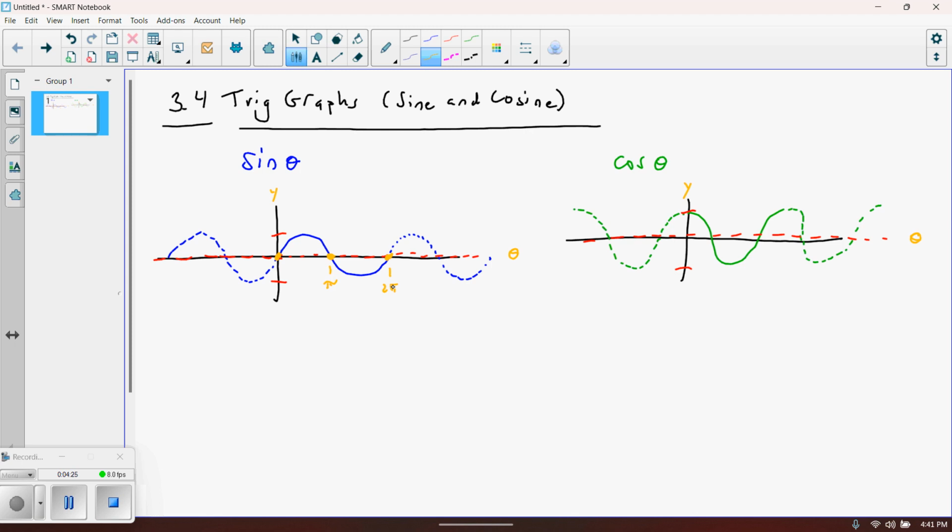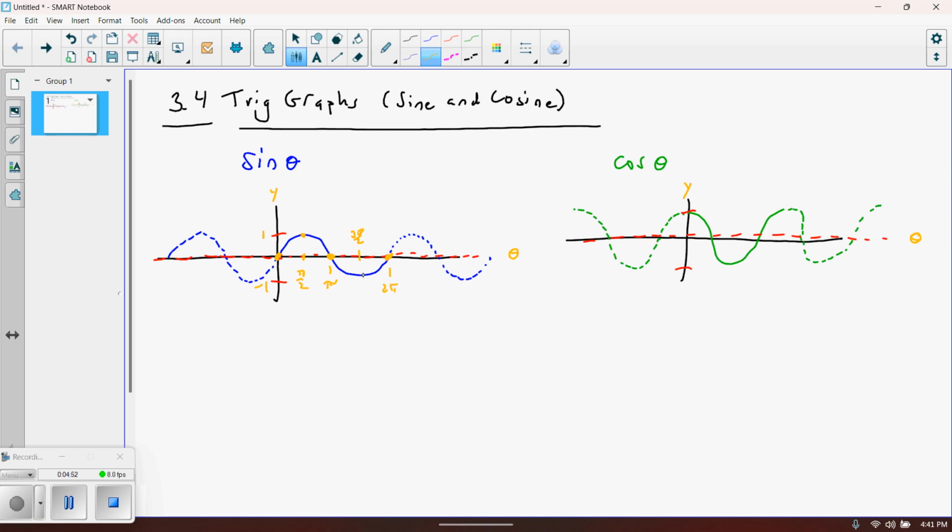The sine of pi halves was 1. Well, pi halves, of course, is right in between 0 and pi, and your y value there is 1, so this goes up to 1. And then the sine of 3 pi halves, which is here, is -1, so that bottom value down there is a -1. These are the important values here.